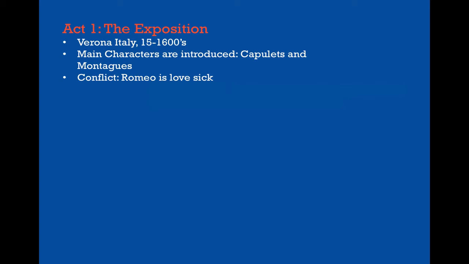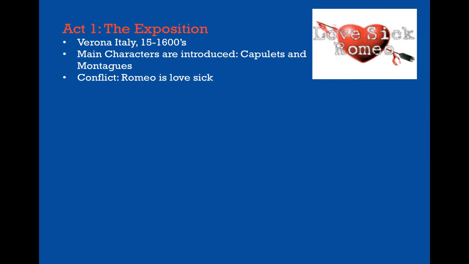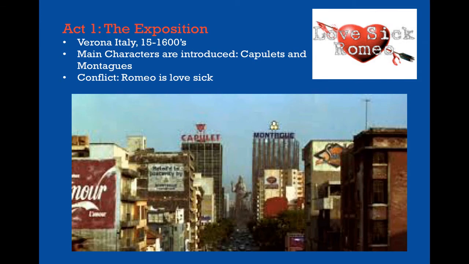First of all, there's the exposition, Act 1. The setting is Verona in Italy between the 1500s and the 1600s. Main characters are introduced. They're the Capulets and the Montagues. And the conflict is where Romeo is lovesick. This is followed in Act 2 by the rising action.